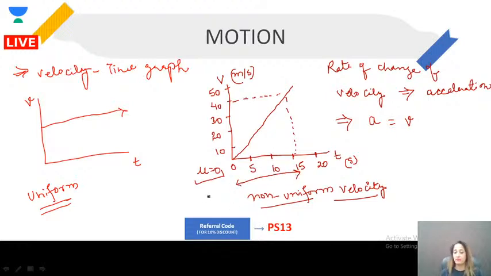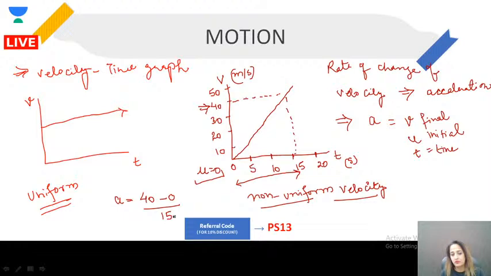This period of time will be our acceleration. So v is the final velocity, u is the initial velocity, and t is the time during which this change has happened. I will write it on this side. So let's say a is equal to v. We will take this 40 minus initial velocity, which is 0, and time is 15 seconds. So 40 by 15 is the acceleration.